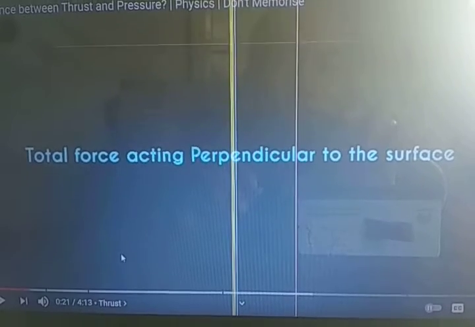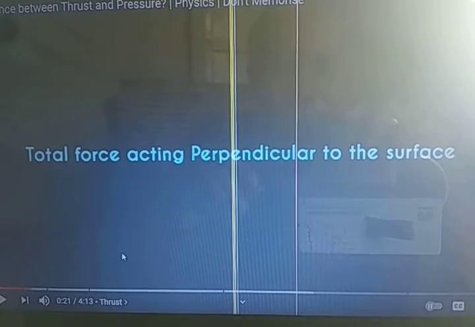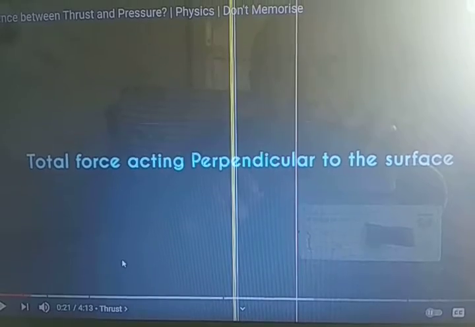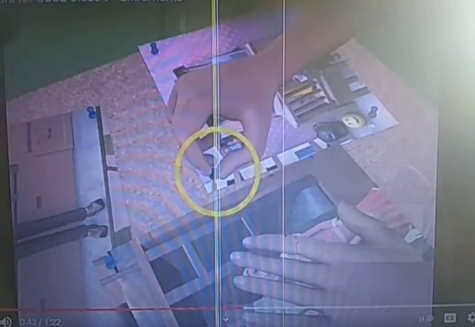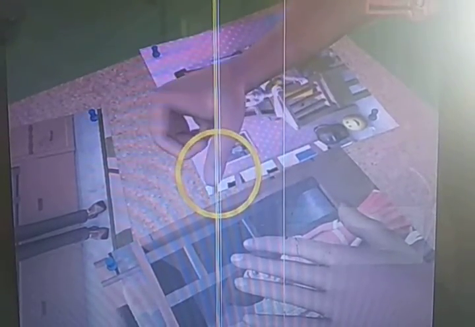Let's learn with other examples. When we hit a nail, it enters. Once again, what is thrust? The force acting perpendicular to the surface. Let's take another example. When you insert a drawing pin and press it, the force acting on your palm is big, but at the sharp end, it enters easily.